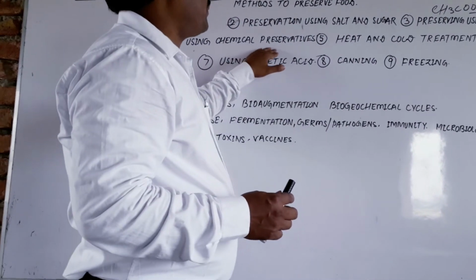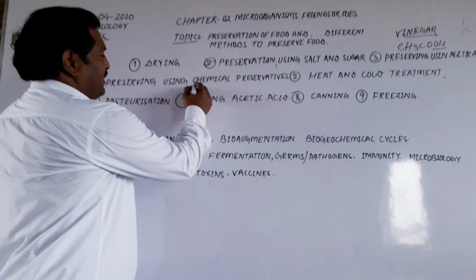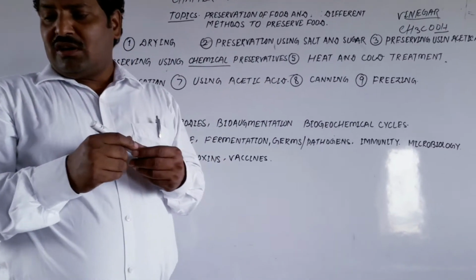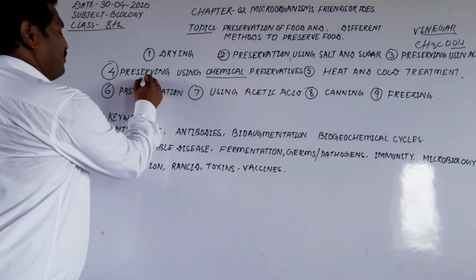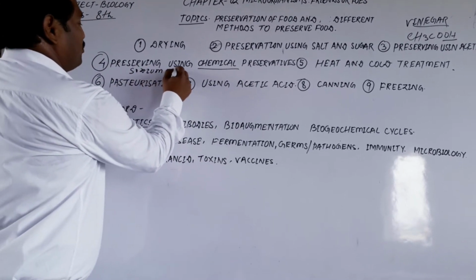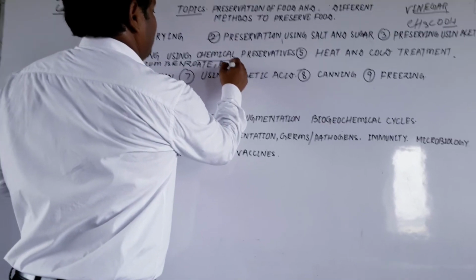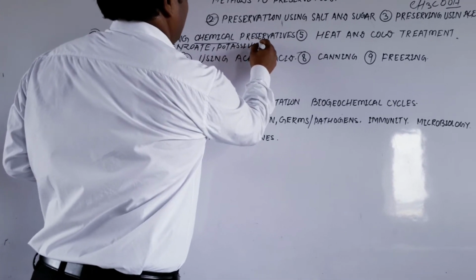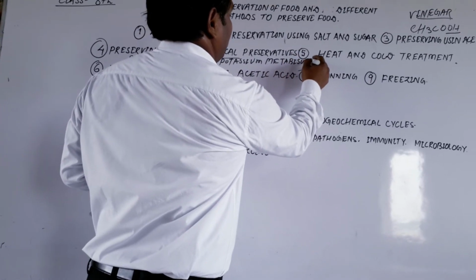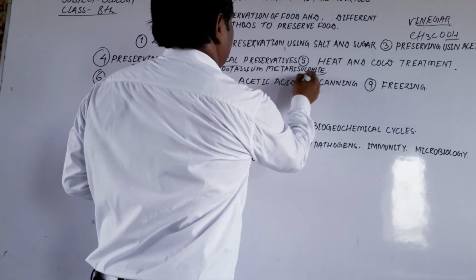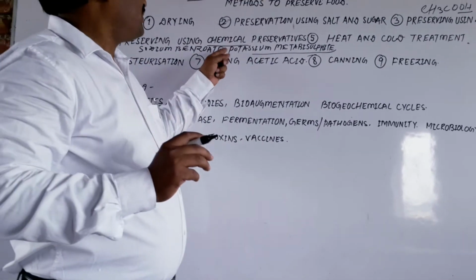Next, preserving using chemical preservatives. There are so many chemicals that are used to preserve food. The first is sodium benzoate, and the second is potassium metabisulfite. These are the chemicals. When they are used as preservatives, they retard the growth of microorganisms.